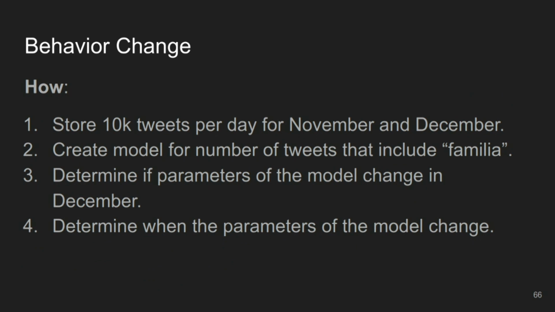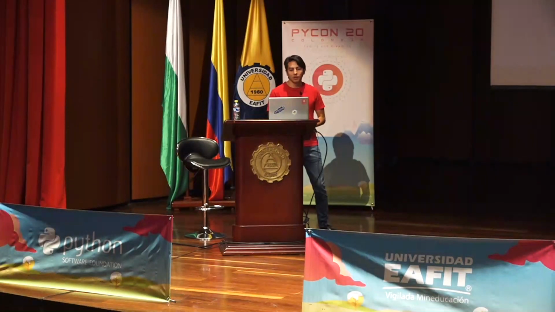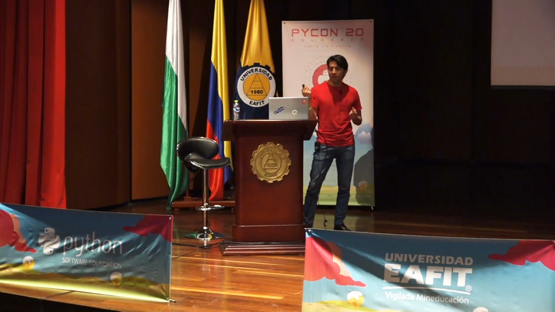How did I do it? I stored 10,000 tweets per day for November and December. So I have my data from the real world, and I created a model to model the number of tweets that include familia in the text. That's family in Spanish. And I want to determine if the parameters of the model change on a day in December, right? That would indicate that there was a behavior change in tweeting behavior. And also I want to determine when the model changed, okay?